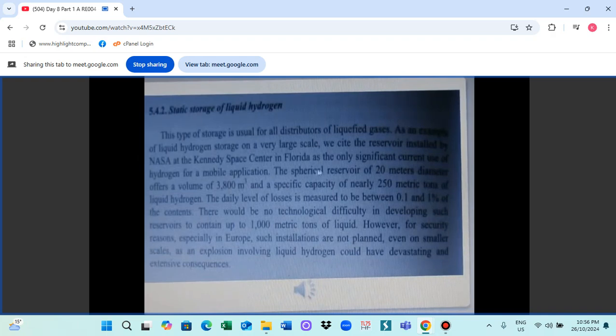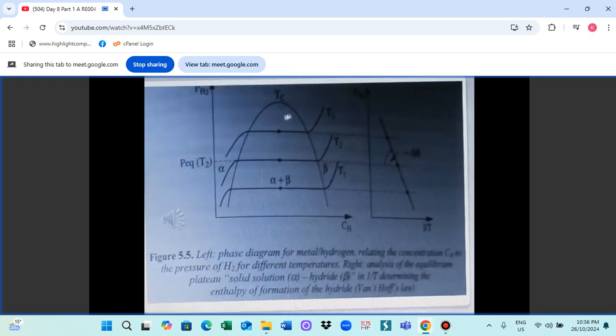This shows the construction of the hydrogen storage, the storage capacity, how many tons of hydrogen can be stored, and also the level of losses that you can see in the liquid hydrogen storage system.